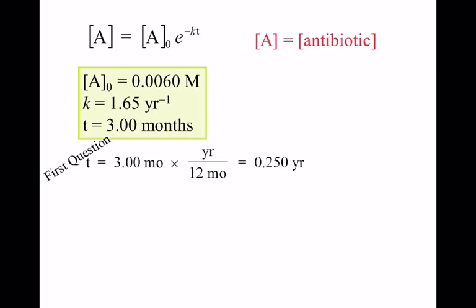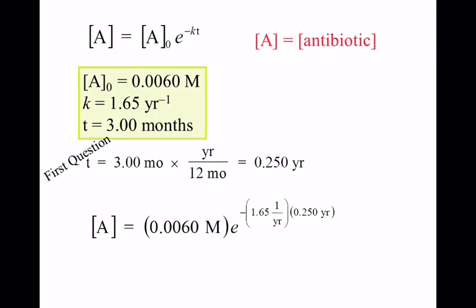Now we're ready to plug in to that relationship you see at the top. The concentration at that time should be equal to the initial concentration, 0.0060 molar, times e raised to the negative kt. So times e raised to the negative 1.65 per year times 0.250 years. Years, of course, cancel, which is great. When you're working these, don't forget to keep that negative sign with your exponent. So when you plug this into your calculator, you should get, rounded to 2 significant figures, 0.0040 moles per liter. That's the concentration of A at 3 months.